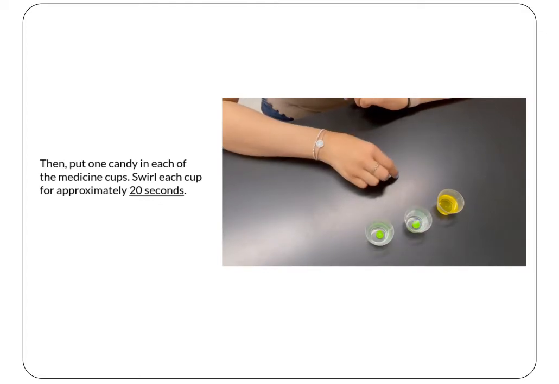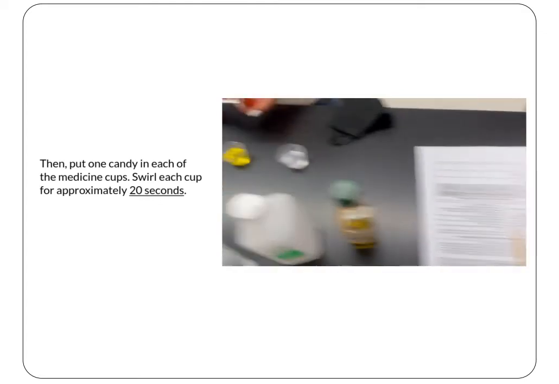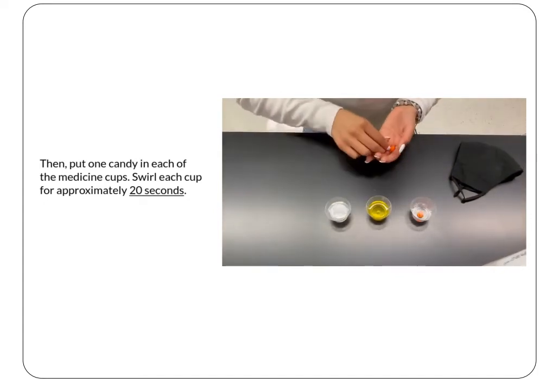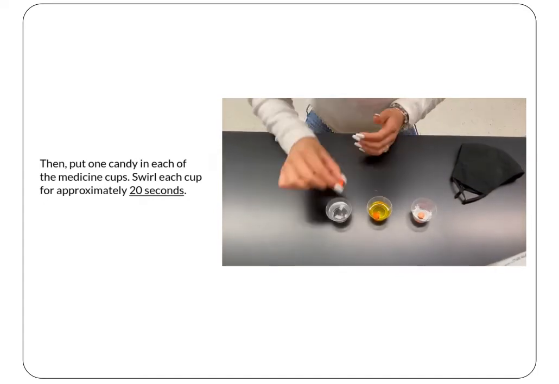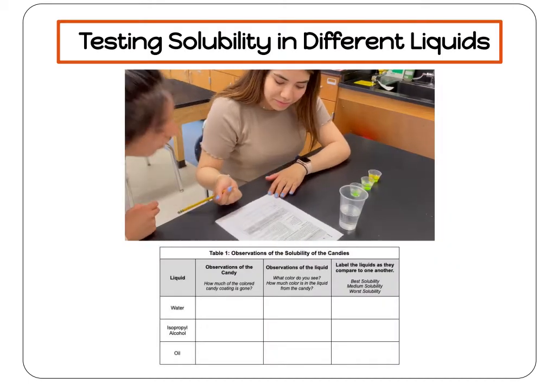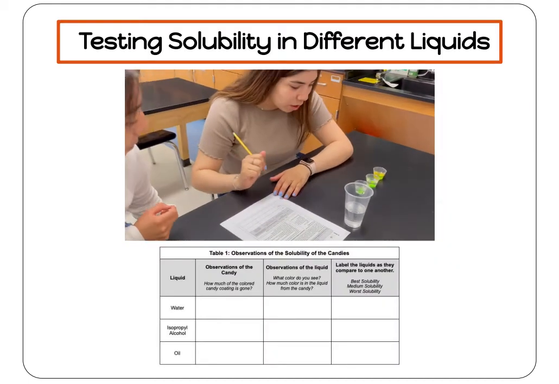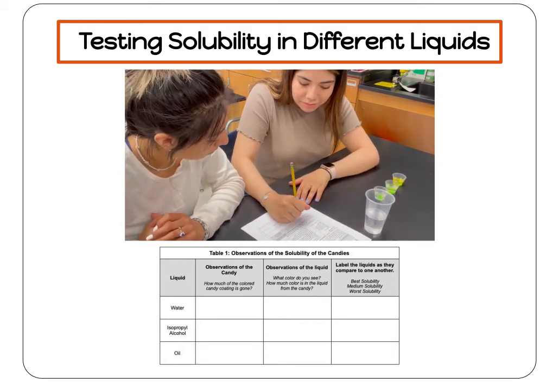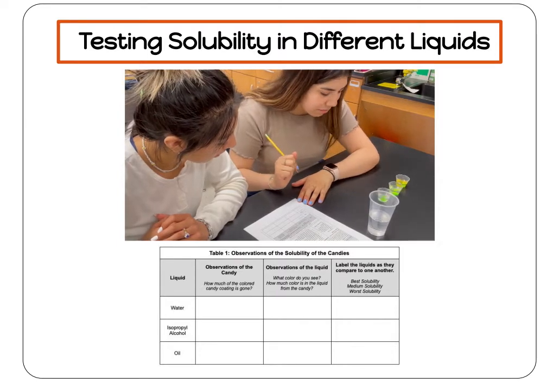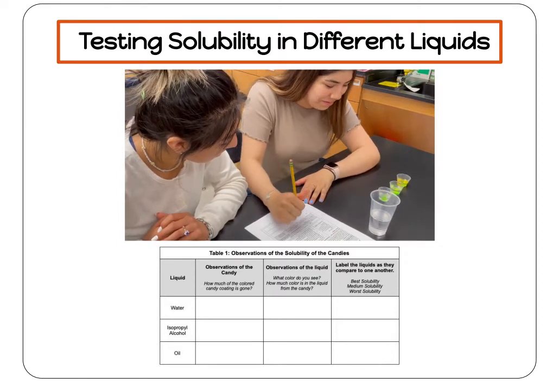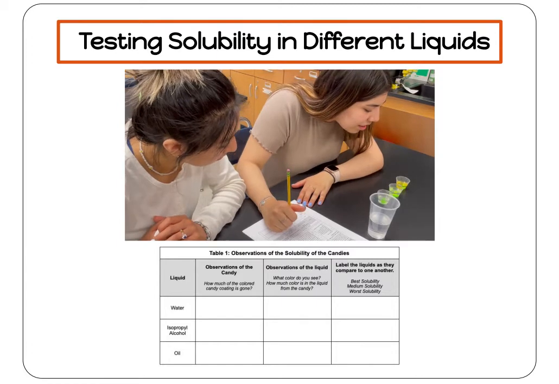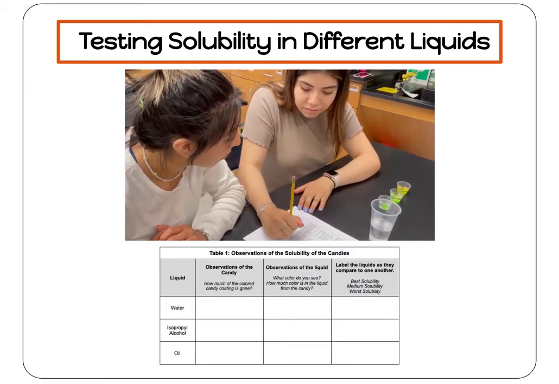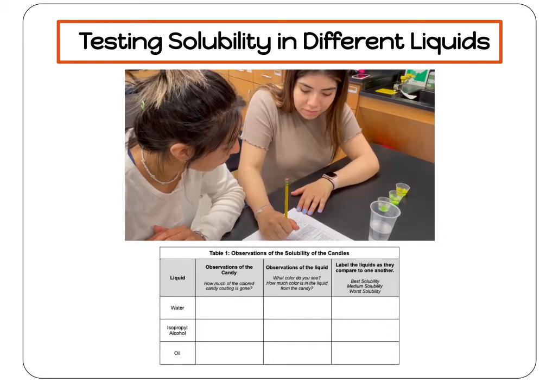Once your cups are filled with your liquids, place a candy in each one. Swirl each cup around for about 20 seconds, and then watch to see what happens to the candy in each cup. In Table 1 of your journal, write down what you observed in each liquid. When you look at the candy, how much of the colored candy coating is gone? What colors do you see in the liquid? How much of the color is in the liquid from the candy coating? Then observe how the candy dissolved in each liquid and label each one as best, medium, or worst solubility. Remember, the best solubility is the candy that dissolved the most.